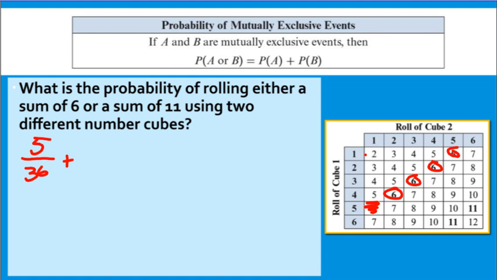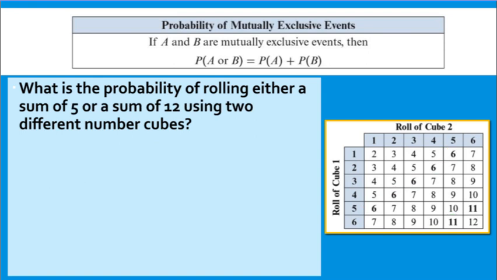Plus sums of 11. Sums of 11, I look here, I get 1, 2. So 2 out of 36 gives you a sum of 11. If I add them together, I get 7 out of 36. So the probability of rolling either a sum of 6 or a sum of 11 would be 7 out of 36.